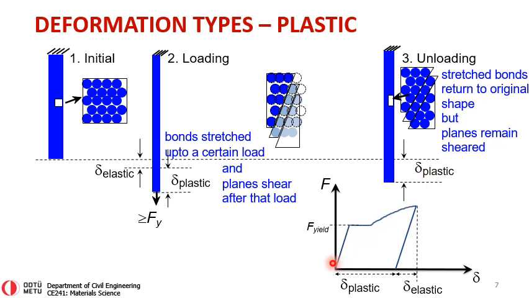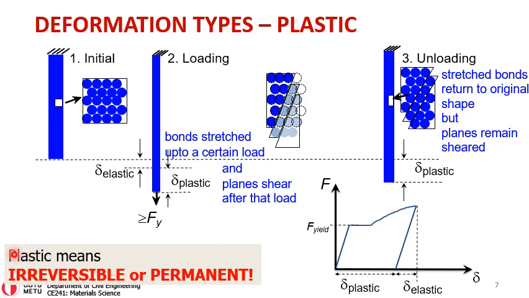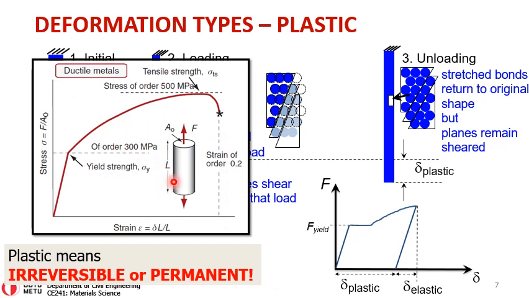So the elastic deformations will be recovered, but the plastic deformation that you observe over here is non-recoverable. So if you were to plot a force deformation plot for this type of material, what will happen is that as the load increases, there will be a linear elastic behavior as we have just seen. But once you reach this yielding force, the deformations will continually increase along these shearing planes, and it will continue. Whenever we unload now, some of the deformations that are elastic will be recovered, but the plastic deformations will not be recovered. So plastic means irreversible or permanent. So we can observe such behavior in ductile metals.